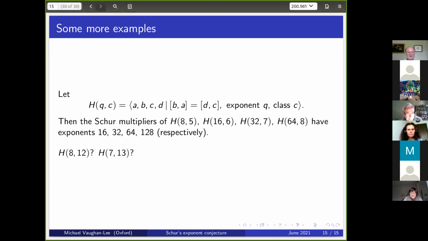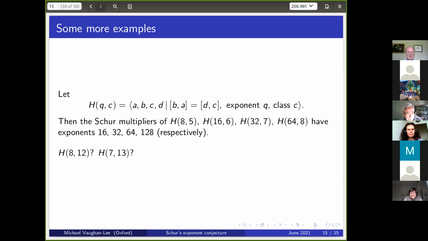If you look at the central extension of that group, then [b,a] has order 32 and [d,c] has order 32. But I can't prove that [b,a][c,d] has order 32, and so I'm pretty sure it's true, but the groups are just too big for me to compute. They're just on the edge of what might be possible. And then I imagine that H_{7,13} again is a counterexample, but it's just too big to compute with modern computers.